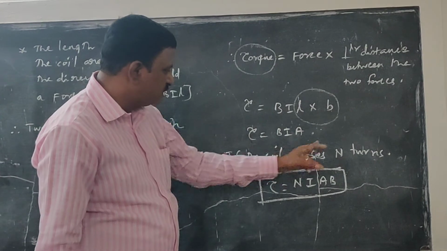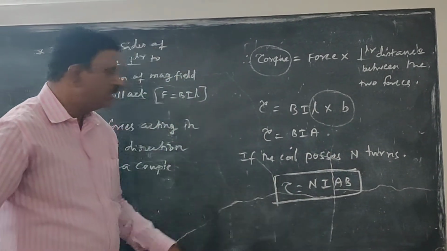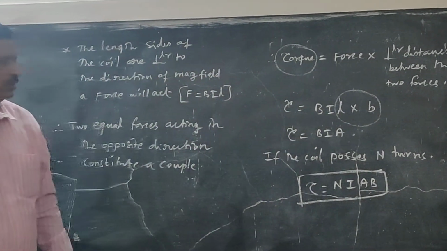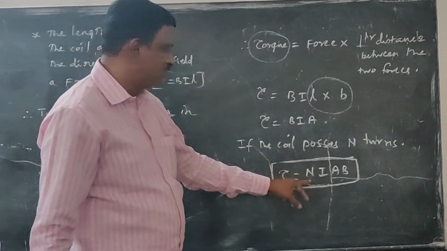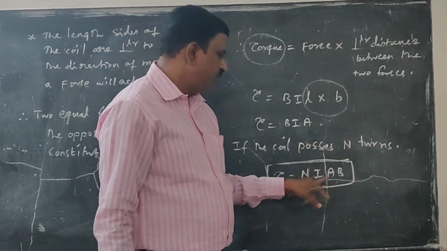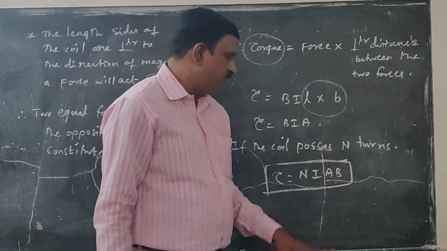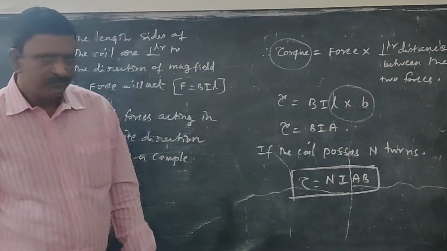If the coil possesses n turns, torque tau is equal to NIAB. N indicates number of turns, I current through the coil, A area of the coil, B is the magnetic field.